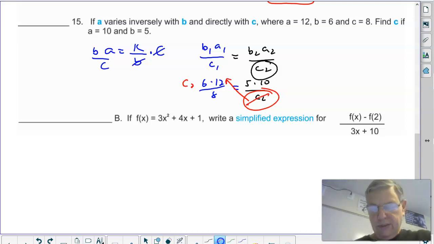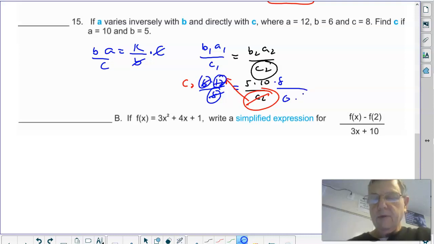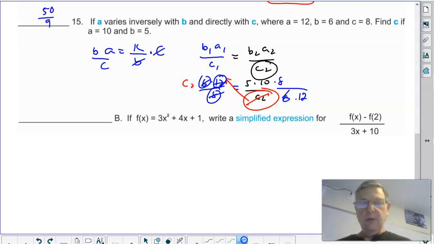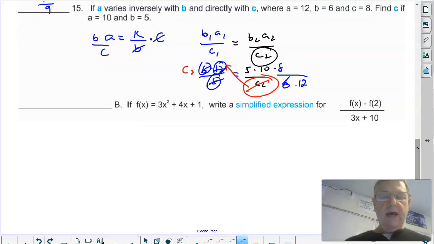Okay, now C2 is in the top. Things in the bottom go to the top. Things in the top go to the bottom. Okay, and now it's just a bunch of reducing, which is going to be a pain, but it reduces, and when you're all done, you get a 50 on the top, and you get a 9 on the bottom. Now again, I could have solved for K and done it the K way. Actually, it would have come out a little bit easier without having to deal with that C2 on the bottom if you would have solved for K.